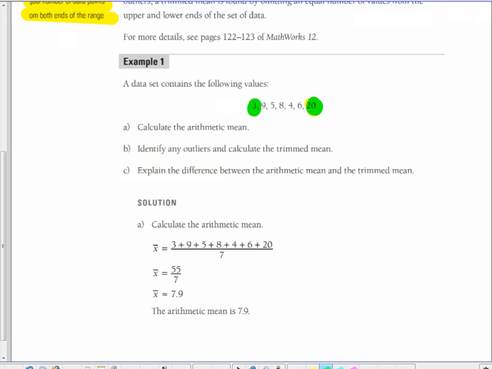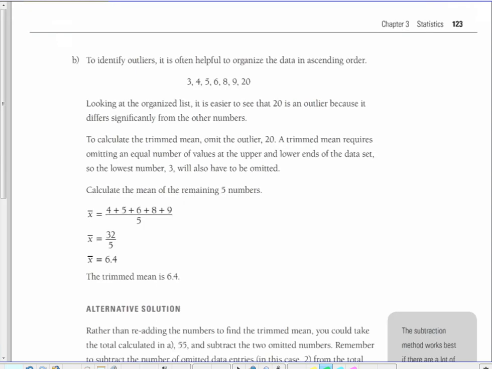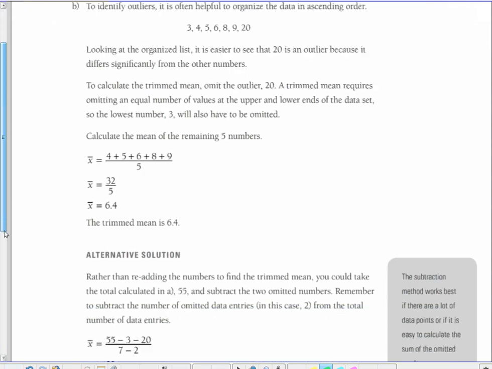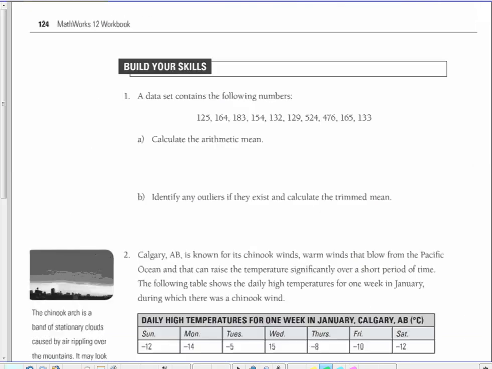Okay? So we're going to take away 20 and 3 and find a new average with the other numbers, not including 20 and 3. And that will give a better picture of the new average. So let's actually try this ourselves. Here on page 124, we're going to find the arithmetic mean. The arithmetic mean is just the usual mean that you're used to, and the symbol for mean is an X with a bar.